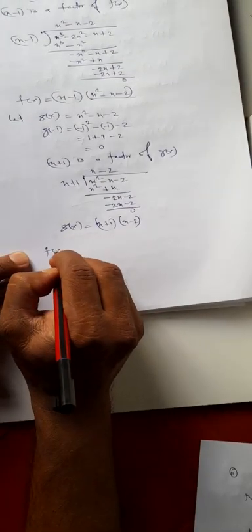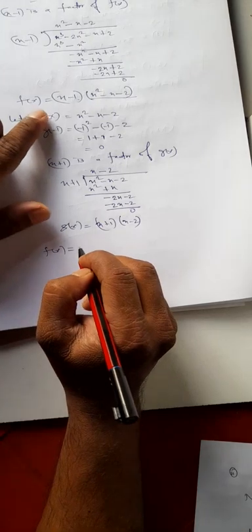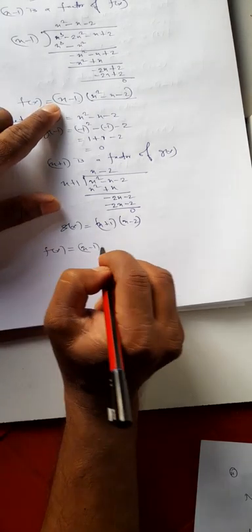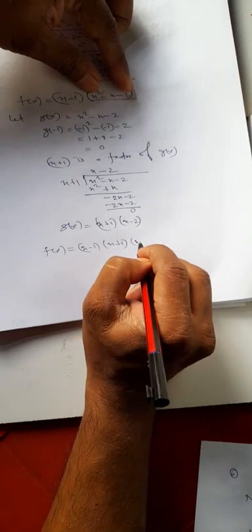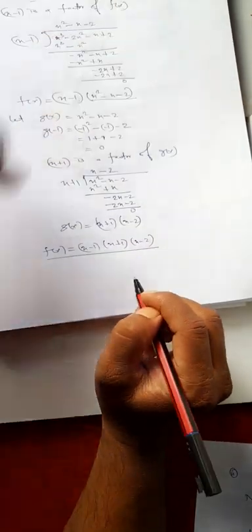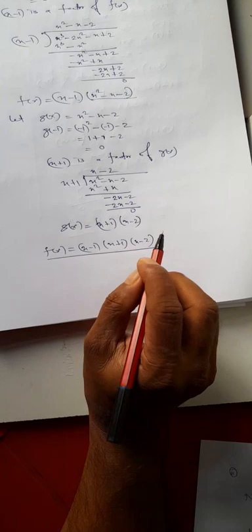Now we find f(x). What is f(x)? (x − 1) into, this is g(x). g(x) means (x + 1)(x − 2). This is how you can factorize with the help of the factor theorem.